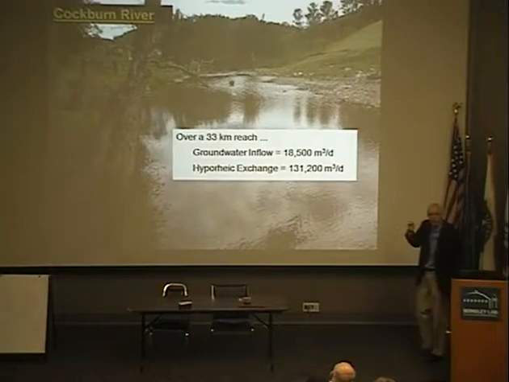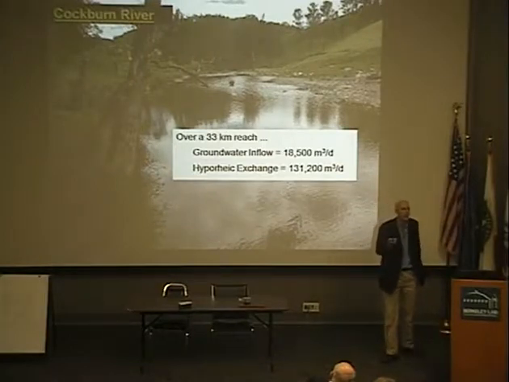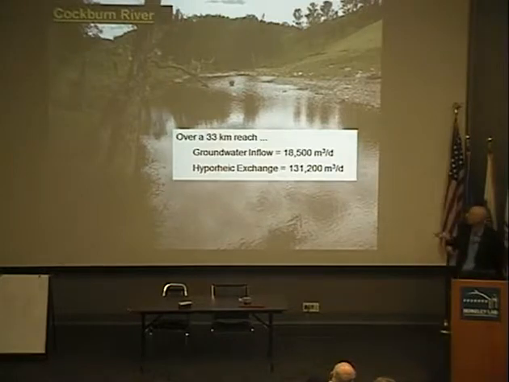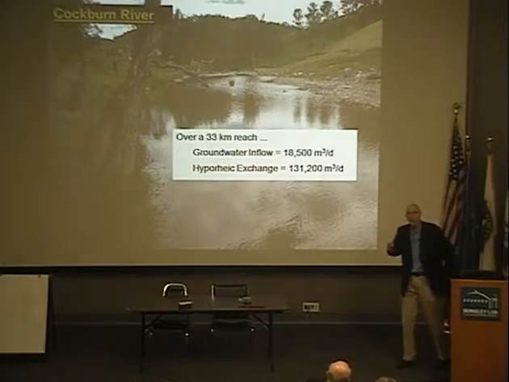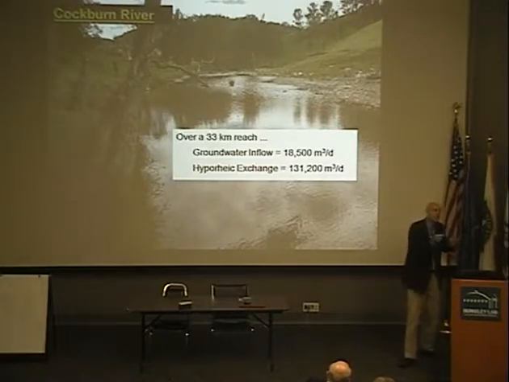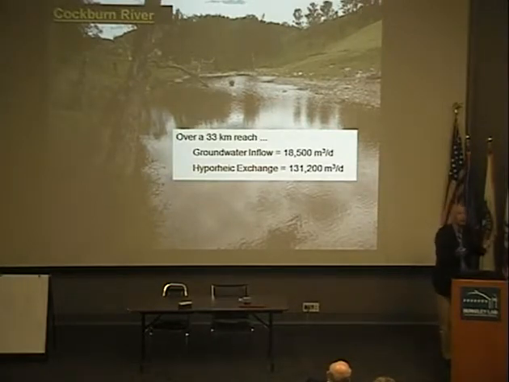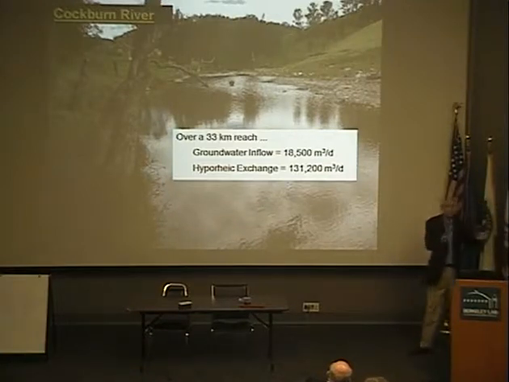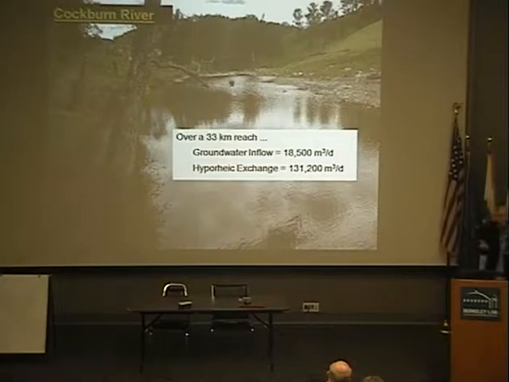This is the Cockburn River that I'll be talking about a little bit more later on. It's in southeastern Australia, and it's one of the headwater streams to the Murray River. The Cockburn's one of the few streams that I'm aware of where we've estimated both the regional groundwater inflow rate and the hyporheic exchange rate on the same stream. People that do hyporheic exchange work and people that do regional groundwater work are a bit like surface water and groundwater people. They tend not to talk to each other and they do their work in isolation. This is one of the few streams where we've done both.